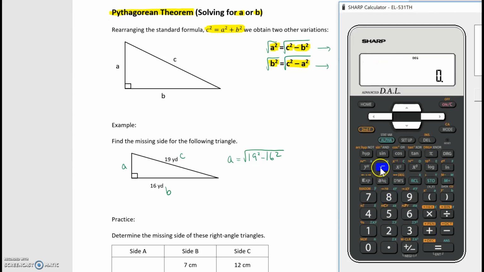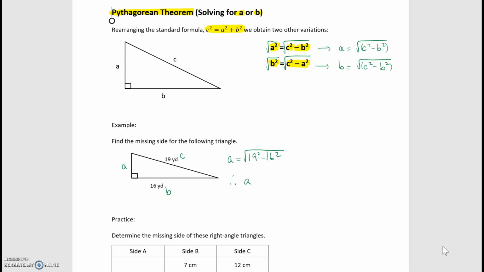Put that into the calculator together. We're going to open up a square root symbol, and then next we make sure we have a set of brackets to contain that squared information. And we're going to go 19 squared minus 16 squared, close the bracket, and hit equal. So we get an answer which we can round to 2 decimal places of A is equal to 10.25, and don't forget to always add in your units, yards.